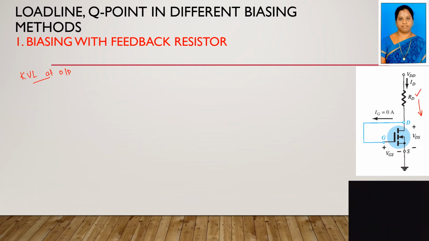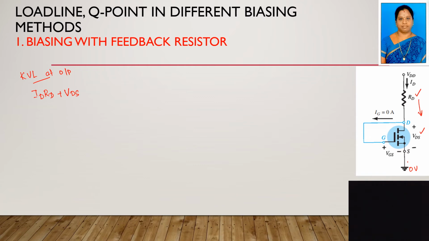So the voltage drop across RD is nothing but the what? ID into RD. This is your voltage drop. Next, you have the voltage between drain and source, which is VDS. So you have to add this plus VDS. Then it is ground. Ground means 0 voltage, right? Again, the circuit will be closing up to here.